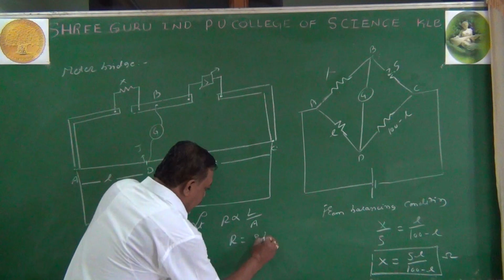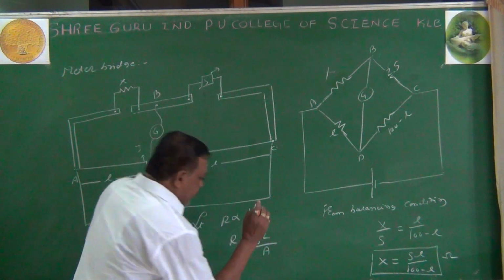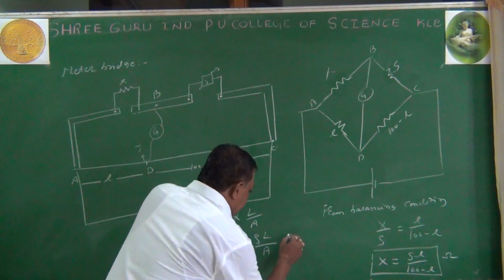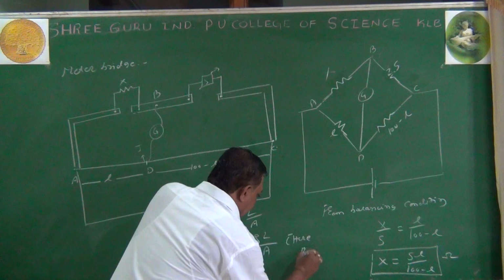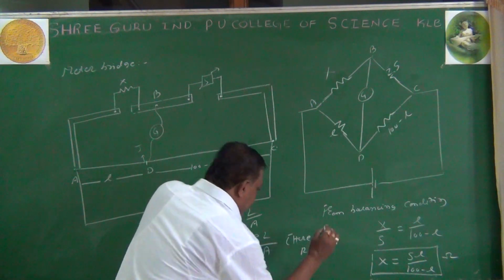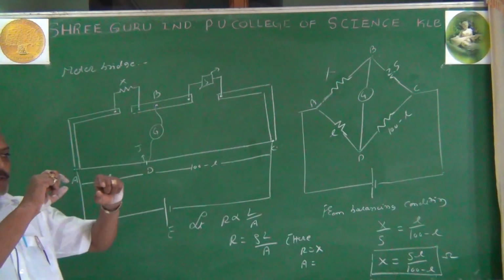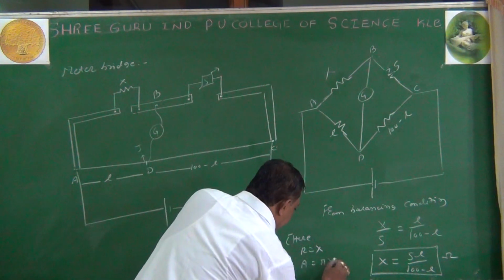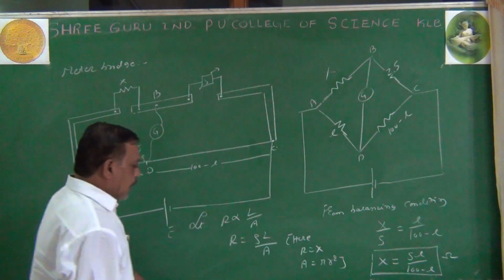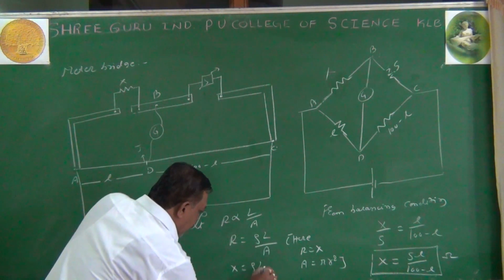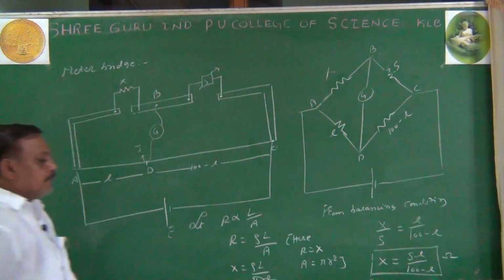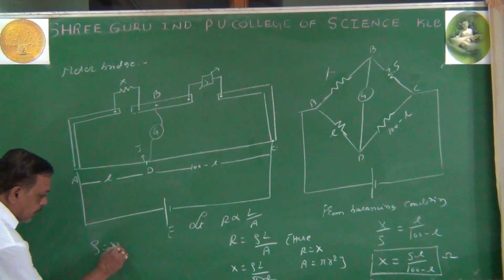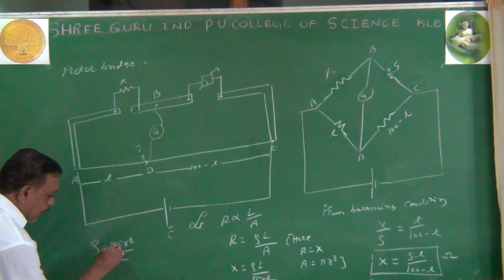Then R equals rho L by A. Here the resistance is nothing but the unknown resistance, so R equals X. What is the shape of the conductor? That is cylindrical, so the cross-section area is pi r square. Then X equals rho L divided by pi r square. Then I need the resistivity rho equals X pi r square divided by L.